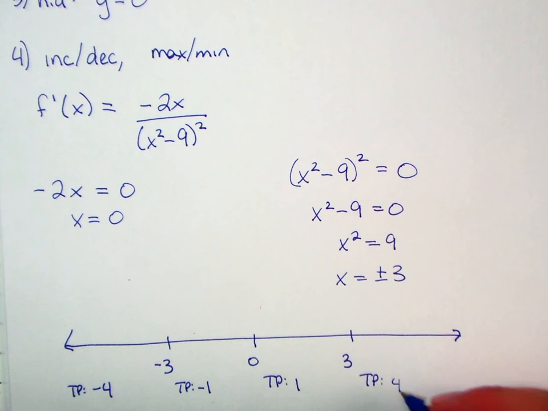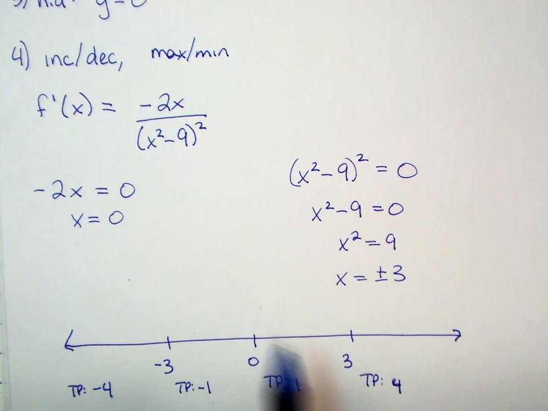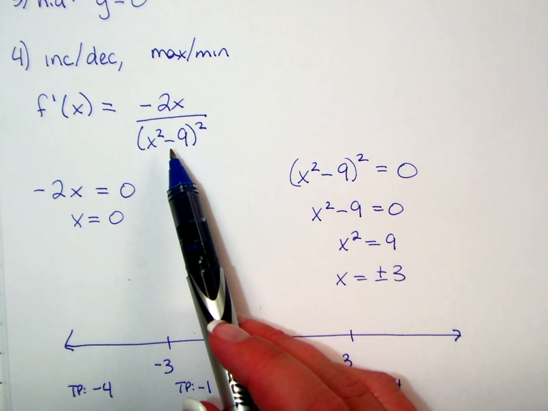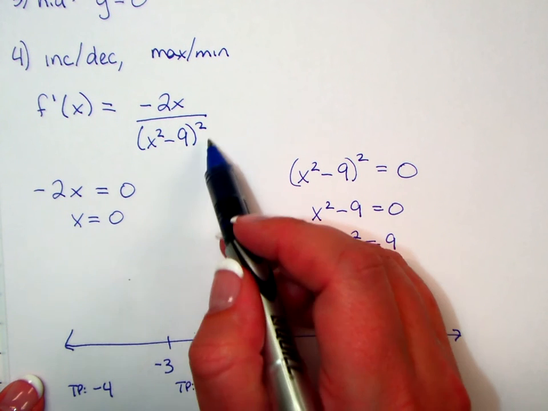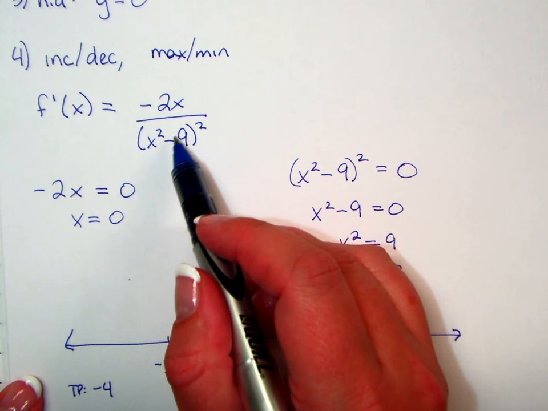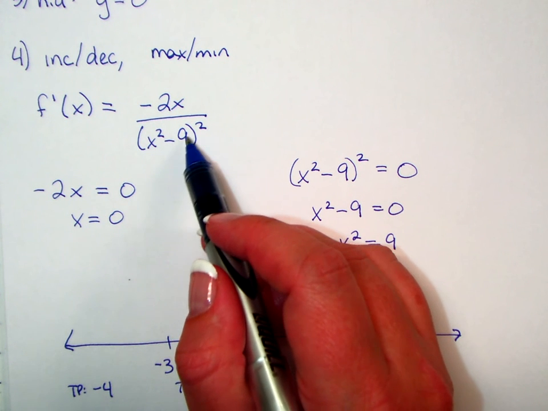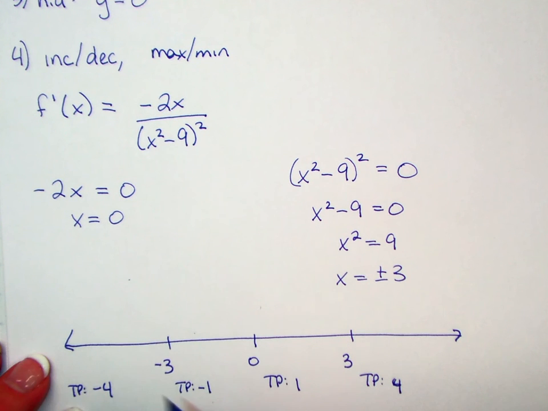Right? So we want to plug those test points into our derivative. So our derivative is -2x on top and x squared minus 9 squared on the bottom. So anything we plug in here, we're going to square it, and it's going to become positive because, you know, negative squared is positive. So that's actually not going to change the sign. So the only factor that really matters is the -2x.